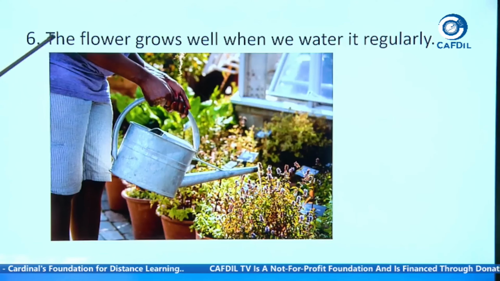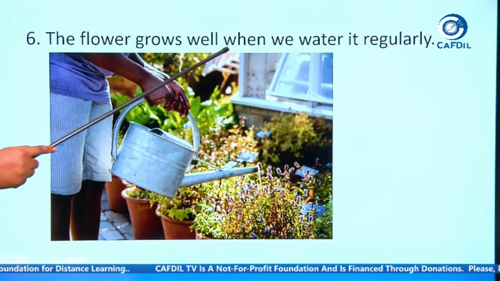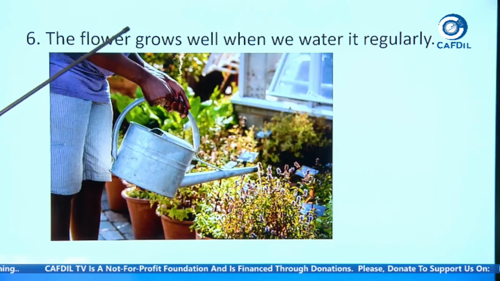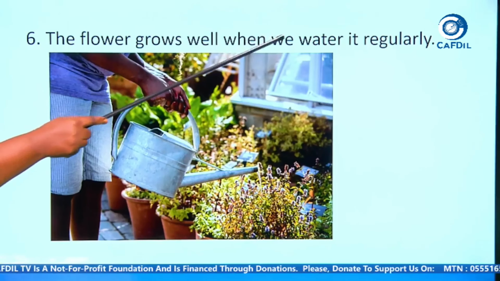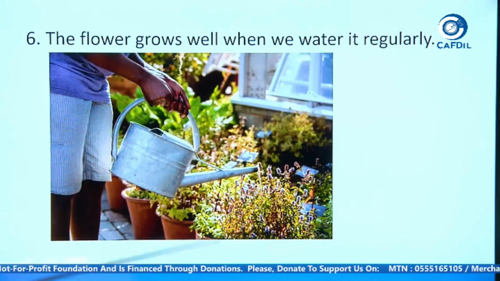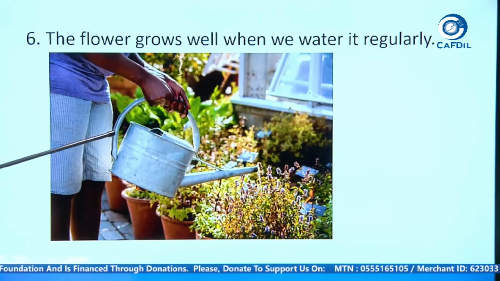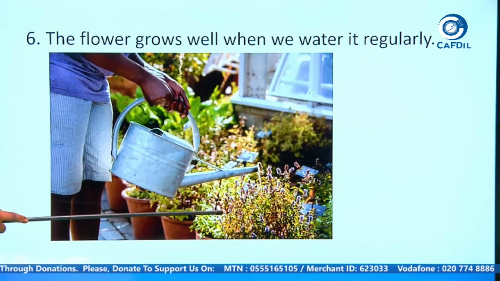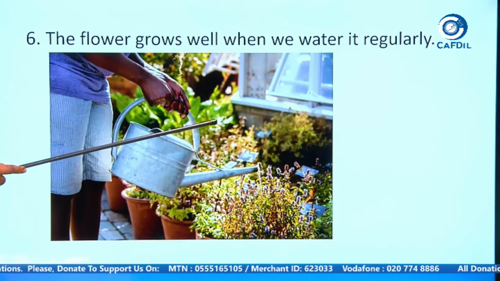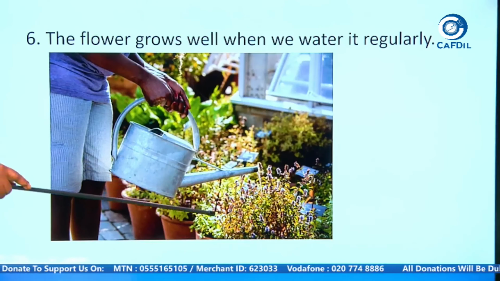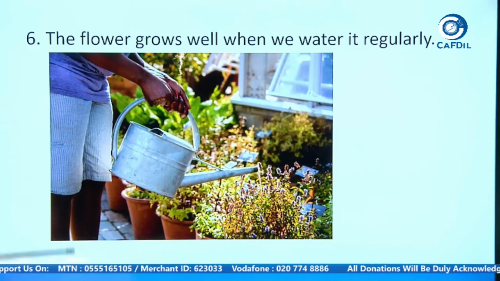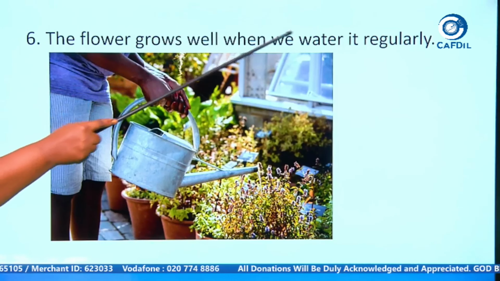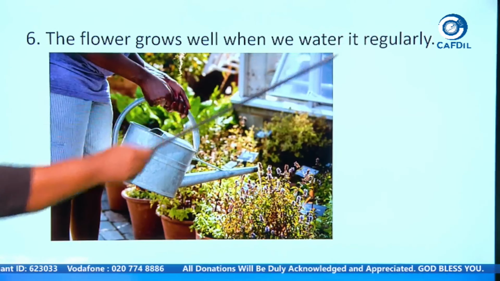So we say, the flower grows well when we water it regularly. You can see someone watering the flower, and this flower will grow very well when we water it regularly. Therefore, our sentence reads, the flower grows well when we water it regularly.